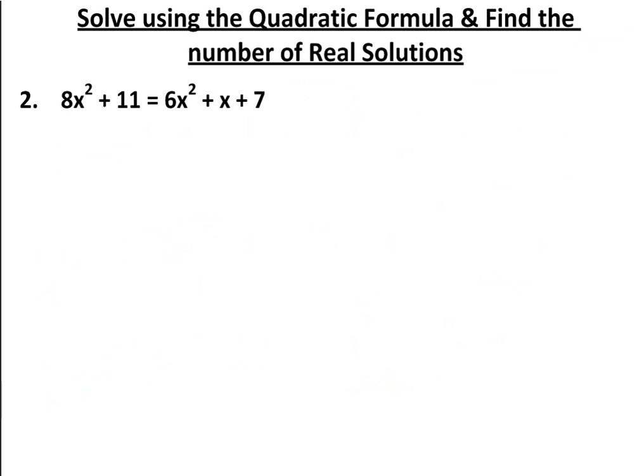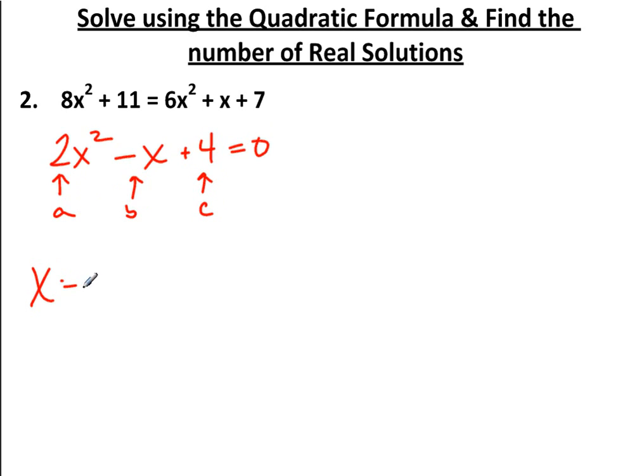Our second problem makes it a little bit more difficult because not only do we have things on both sides, but we have to combine like terms. So I'm going to subtract 6x squared and get 2x squared. I know I want the x's next, so I'm going to subtract the 1x I have. And then what I want to do is subtract 7, which is going to give me a positive 4. Again, my a is 2, my b is a -1, and my c is 4.